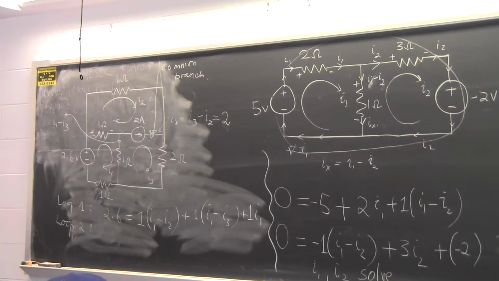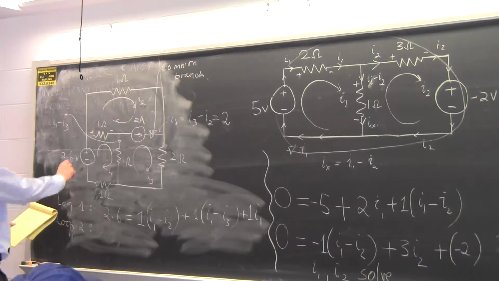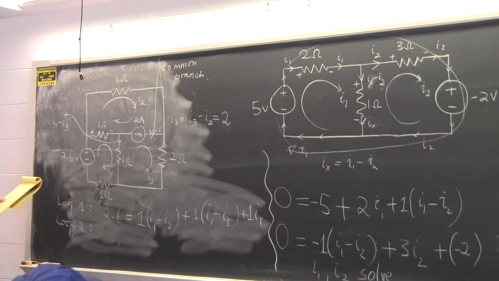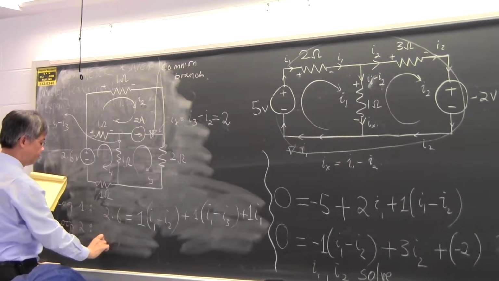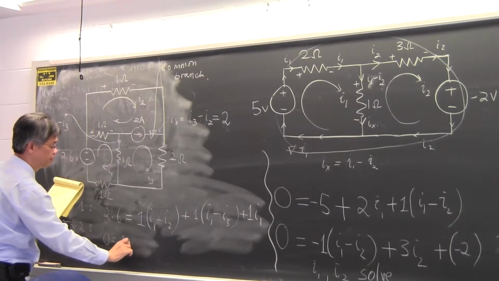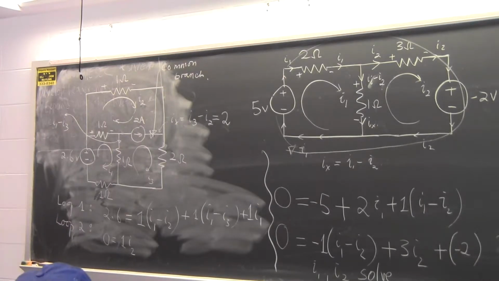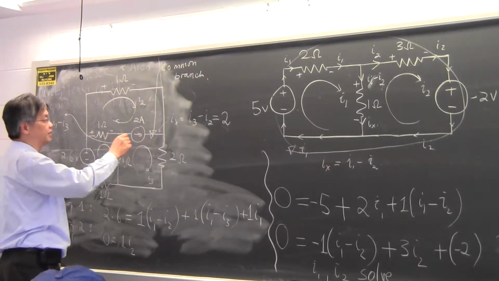There's no sources over there. If I walk around in this loop, I will have one. Let's look at the voltage drop on this. The voltage drop on this is just 1 times I2, plus Vx. And we don't know what this voltage drop is at this point.